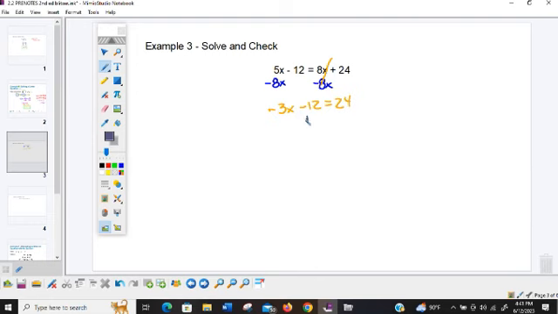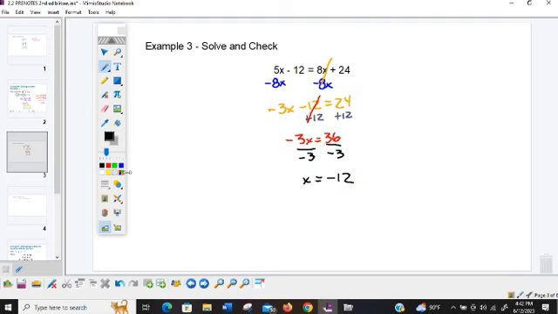If they subtracted 12, we want to add 12 to both sides to get that to cancel out. Now we have negative 3x is equal to 24 plus 12 is 36. And our last step to get the x by itself, if they multiply by negative 3, we do the inverse, which is divide by negative 3. And x will be equal to 36 divided by negative 3 is negative 12.